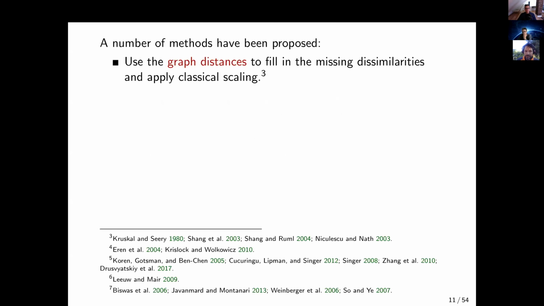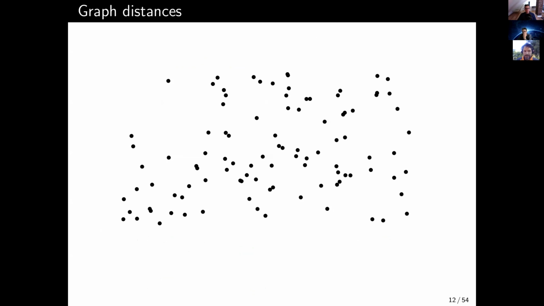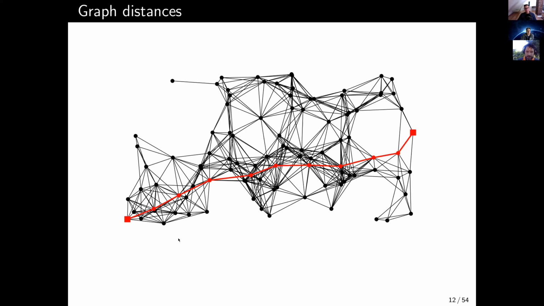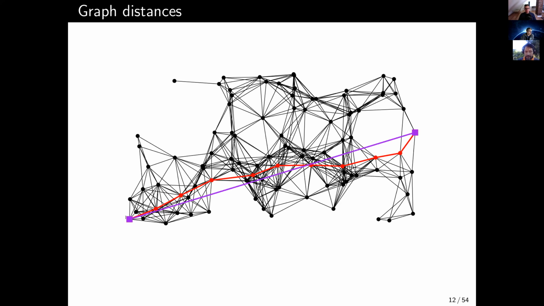Okay, so let's focus on graph distances from now on. Here's an illustration. We have points in space. Of course, those are not provided to us. What we have are the pairwise distances between points that are joined by an edge here. So imagine just having that. And then imagine we want to compute the distance between the two endpoints here, the square at the end. What this method does is it just computes the shortest path distance in the graph. In red is our estimate and in purple is the truth. And we can see that, intuitively, it's going to work.